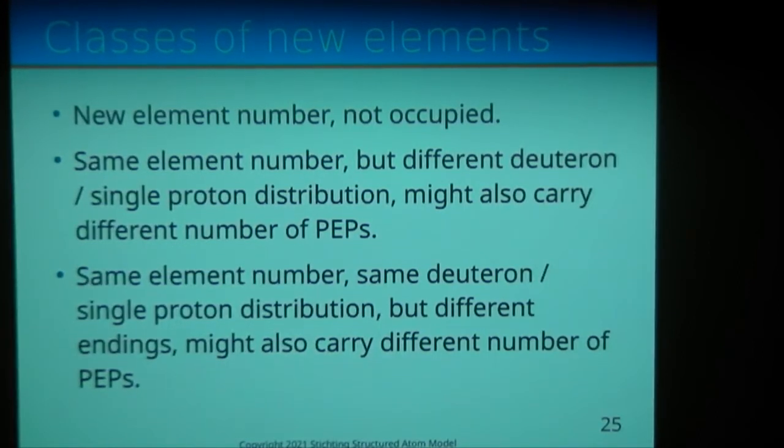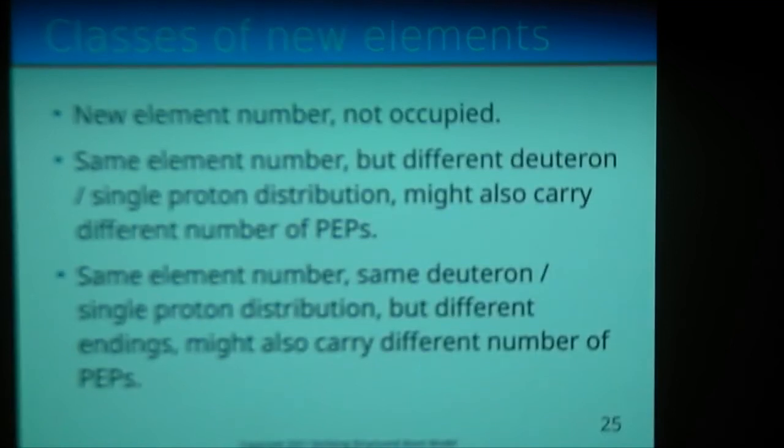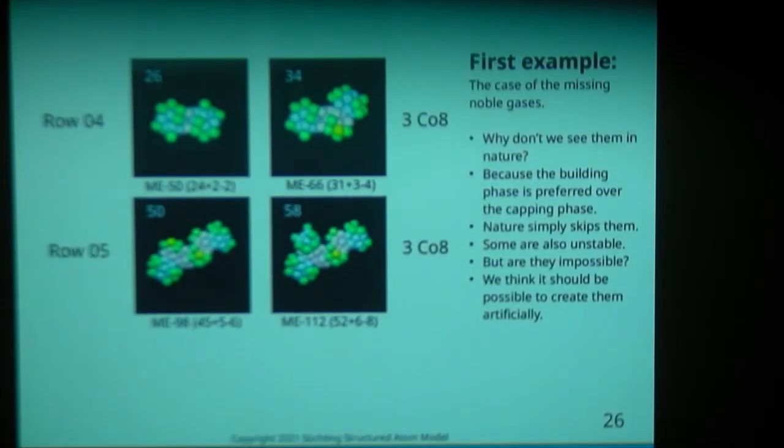There seem to be several classes. First, a new element covering a non-occupied number in the numbering system we created. Second, a known element number but different deuteron, single proton, quasi-inner electron distribution. Third, a known element number, same deuteron, single proton distribution, but different endings. Let's look at some examples.